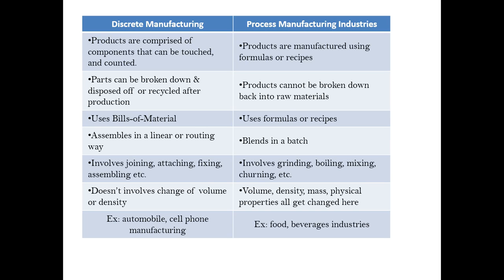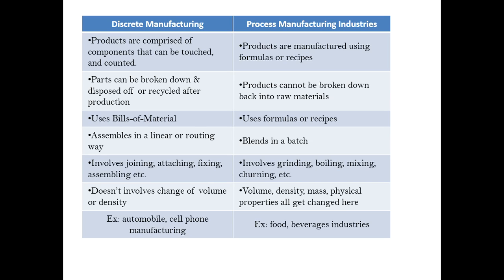So the difference between discrete manufacturing and process manufacturing is shown in this table. In discrete manufacturing, the products are comprised of components that can be touched and counted, whereas in process manufacturing, the products are manufactured using formulas or recipes. In discrete manufacturing, the parts can be broken down and disposed of or recycled after production, whereas in process manufacturing, products cannot be broken down back into raw materials.